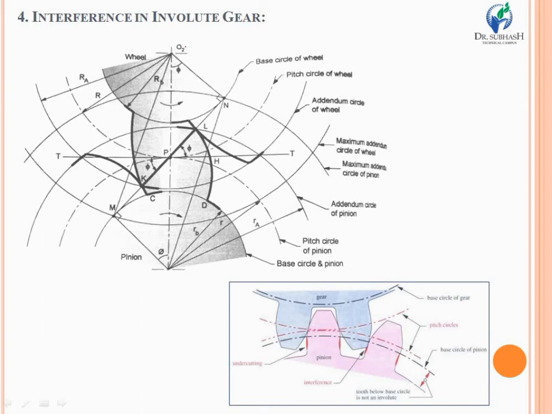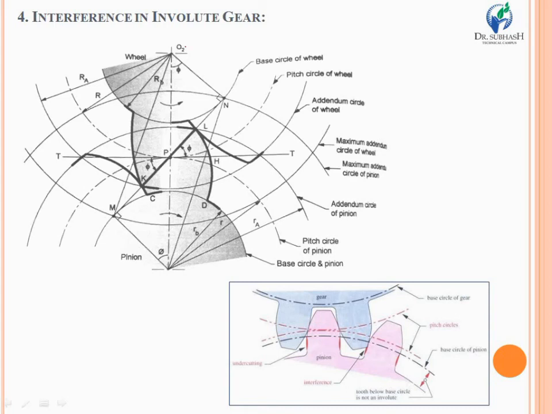And now Mn is the common normal that we have already discussed in the previous slide. Mn stands for the common normal at the point of contact, and it is also the common tangent to the base circles of the mating gears. Now, point K is the point of intersection of the addendum circle of the gear wheel with the common tangent, and point L is the point of intersection of the addendum circle of the pinion with the common tangent to the base circle.